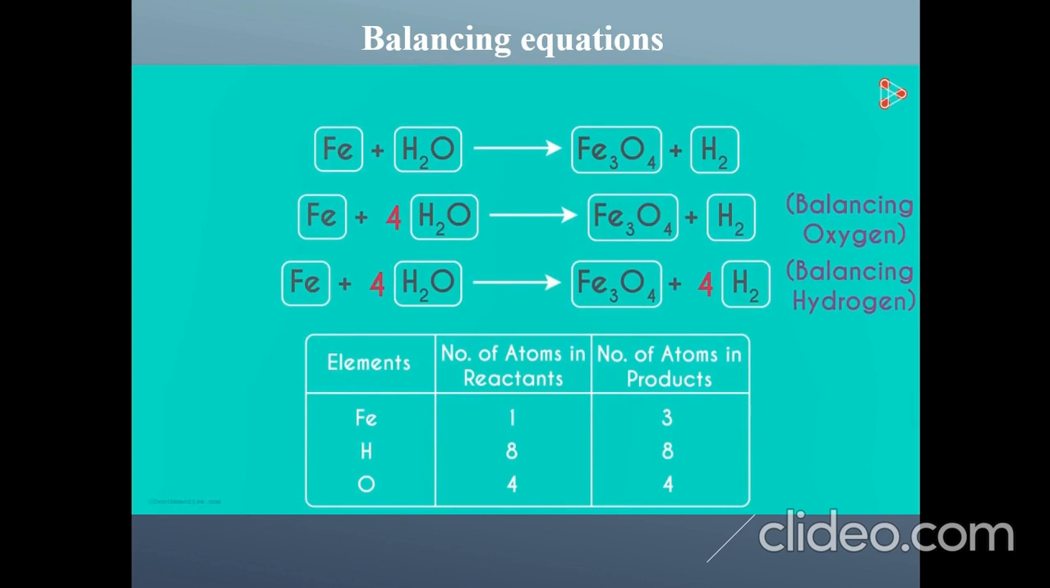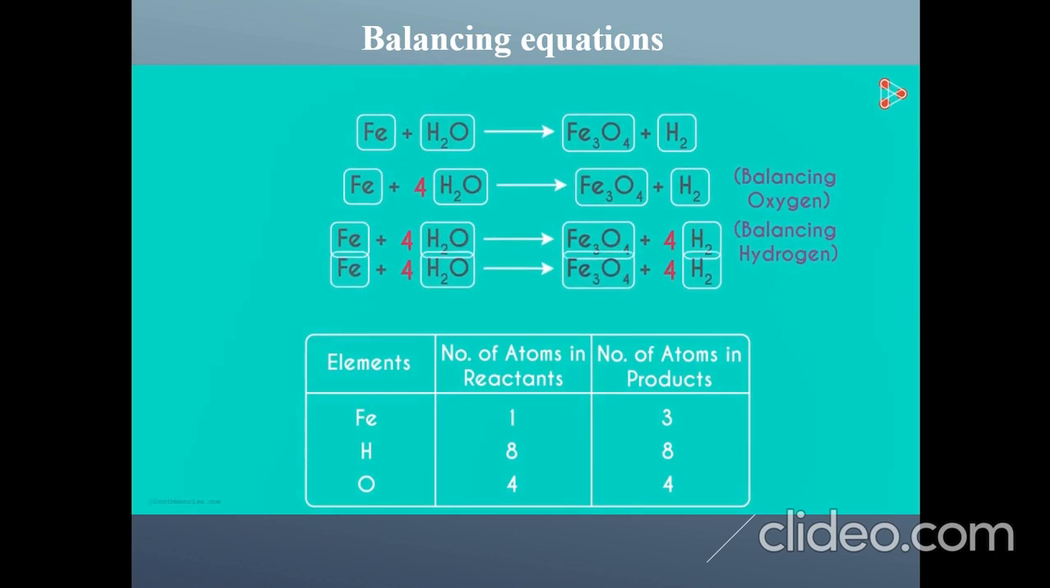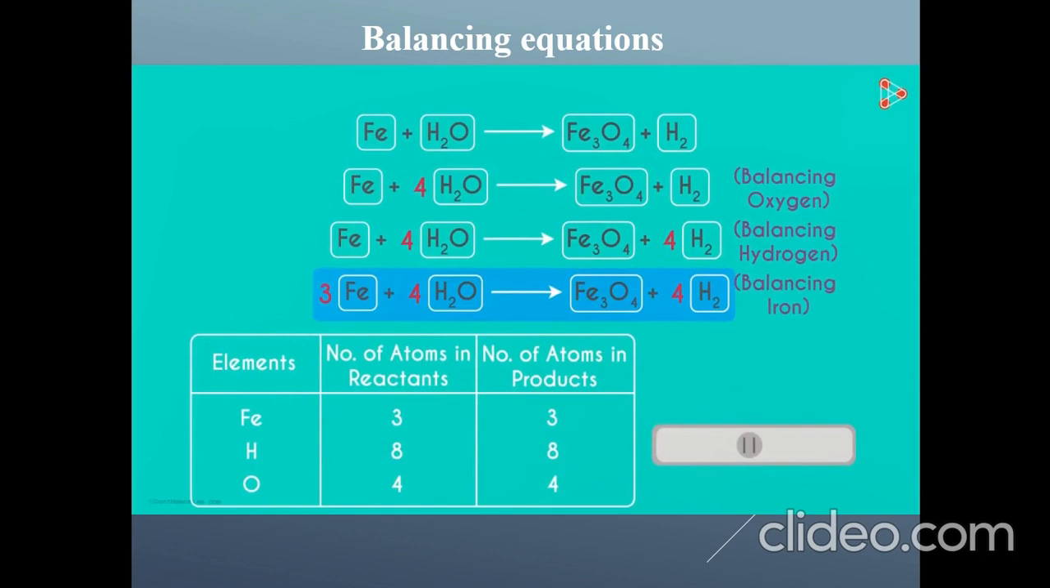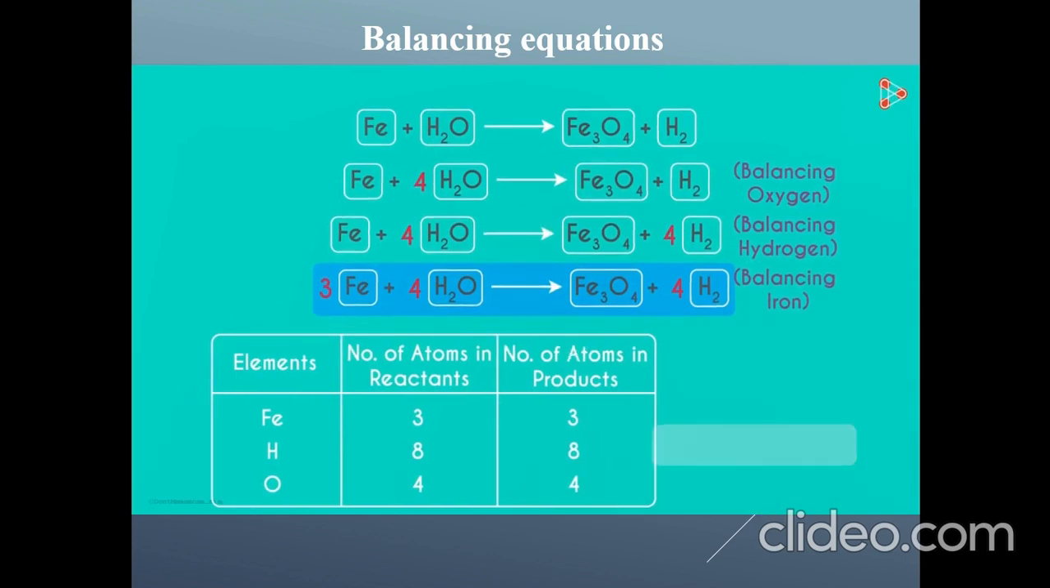Is the equation balanced now? The number of oxygen atoms on each side is 4 and the number of hydrogen atoms on each side is 8. And what about iron atoms? It's 1 on the left and 3 on the right. So the equation is just partly balanced. So to equalize the Fe atoms, we multiply Fe on the left with 3. Is the equation balanced now? Yes, it is.